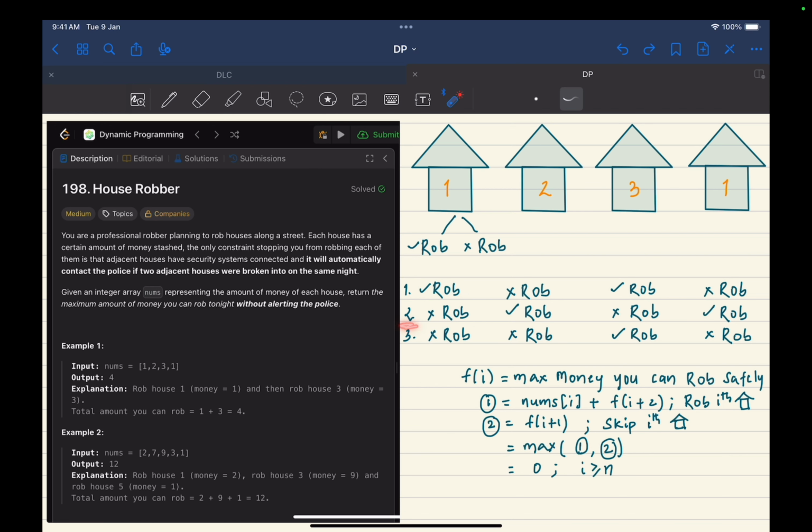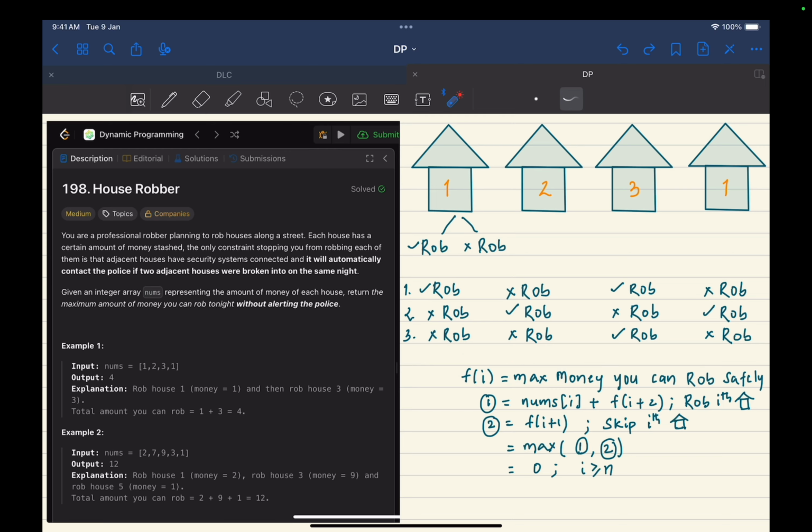The second possibility is I choose to skip the first house and I will be robbing the second house. Okay, and then since the second house is robbed, the third house should not be robbed. Then I can rob the fourth house. That is what we are seeing here. Let's look at one more possibility. I choose to skip first and second. I'm robbing the third house and I cannot rob the fourth house because the third is robbed.